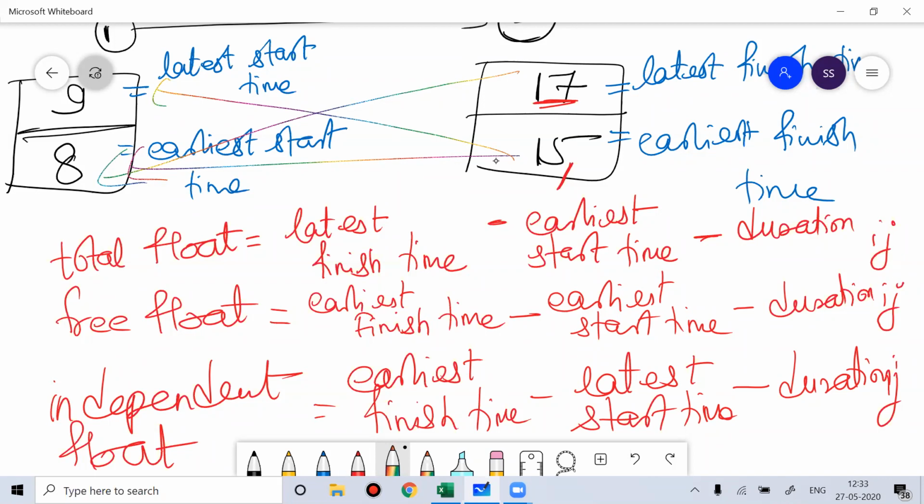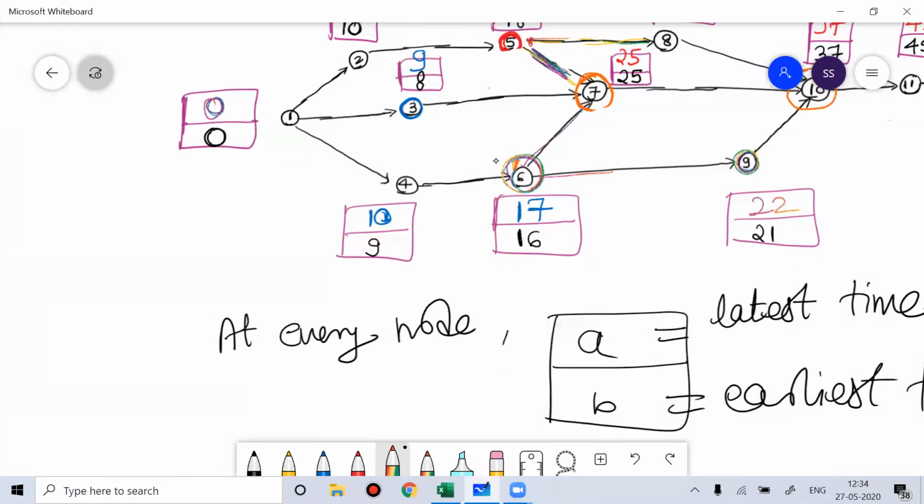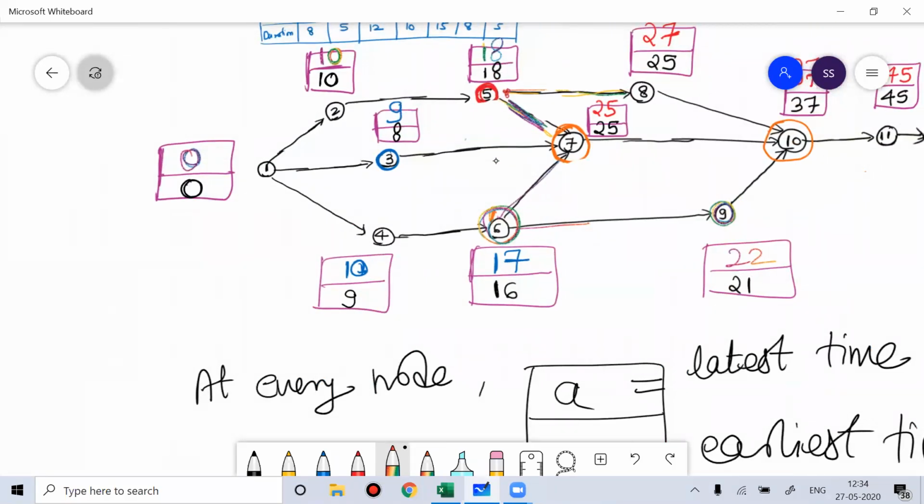So we'll calculate these things tomorrow. Right now, today I'll not discuss the calculation of these three terms: total float, free float, and independent float. But for solving the question, we should know this. Now the agenda of today's class is to talk about the critical path.